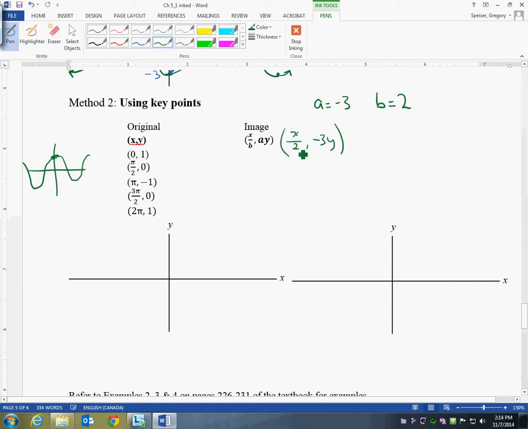So we'll just replace this with the value for b is 2 and the value for a is -3. So I'll take my x here, and over here I'm going to put x divided by 2. So I take my 0, divide by 2, I still get 0. I'll take my y value and multiply times -3.